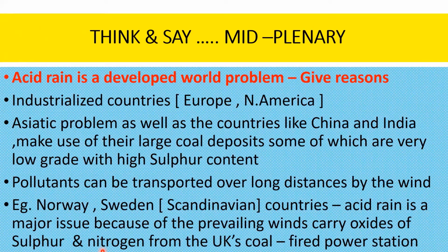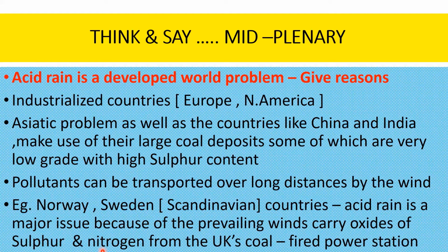Acid rain is a developed world problem; give reasons. Mainly in the industrialized countries such as Europe and North America, emissions from fossil fuels in power stations, industries, and cars are higher. It is becoming an Asian problem as countries like China and India industrialize and make use of their large coal deposits, some of which are very low grade or high in sulfur content.